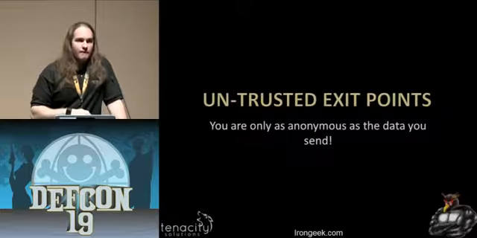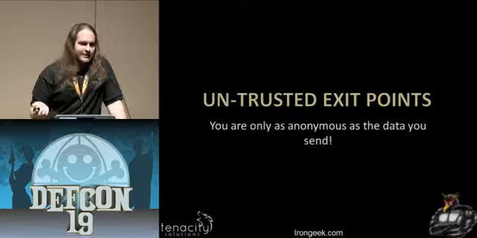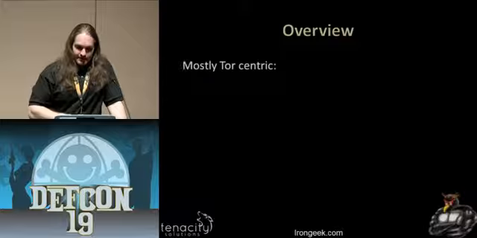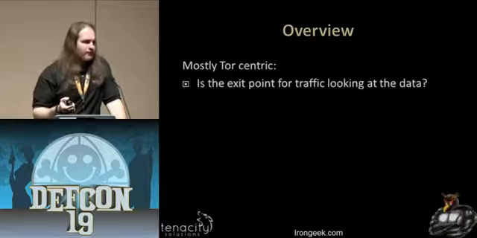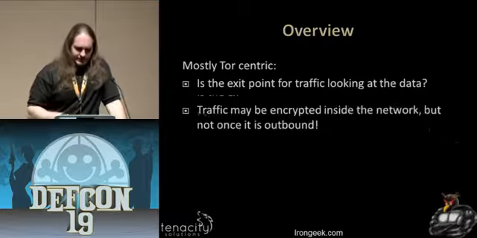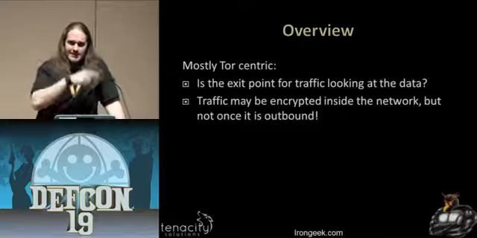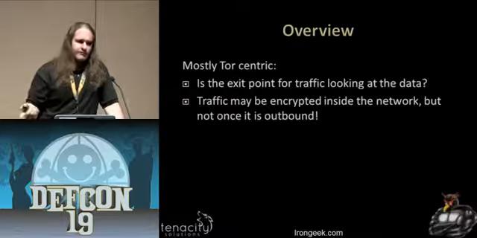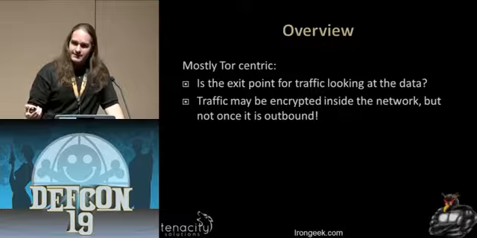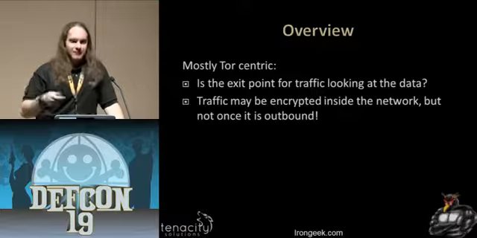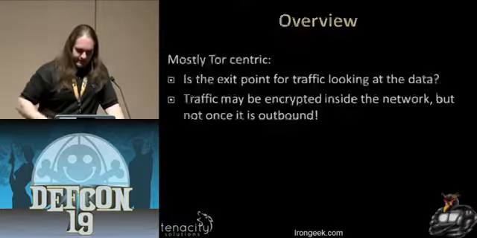All right, the first vulnerabilities we're going to be talking about are untrusted exit nodes. You're only as anonymous as the data you send. Quick overview, this is mostly Tor-centric. You've got to wonder, is the person who's running the exit point you're going through looking at your data? The traffic may be encrypted while it's inside the network, but once it hits that exit point, it's unencrypted, or it's encrypted as whatever protocol is riding inside of Tor. If you're using HTTPS, you may be okay, depending, and I'll get to that depending here in a second.